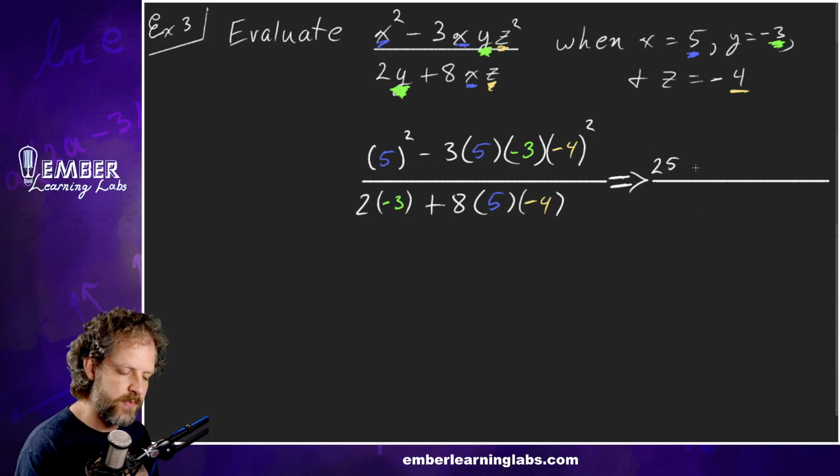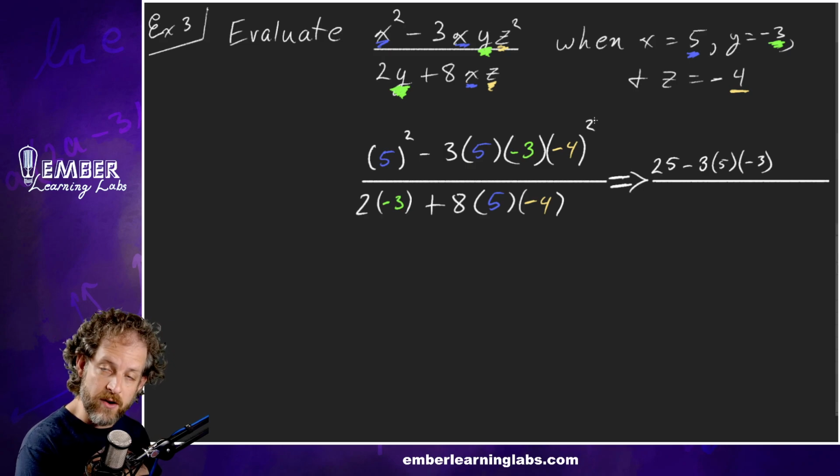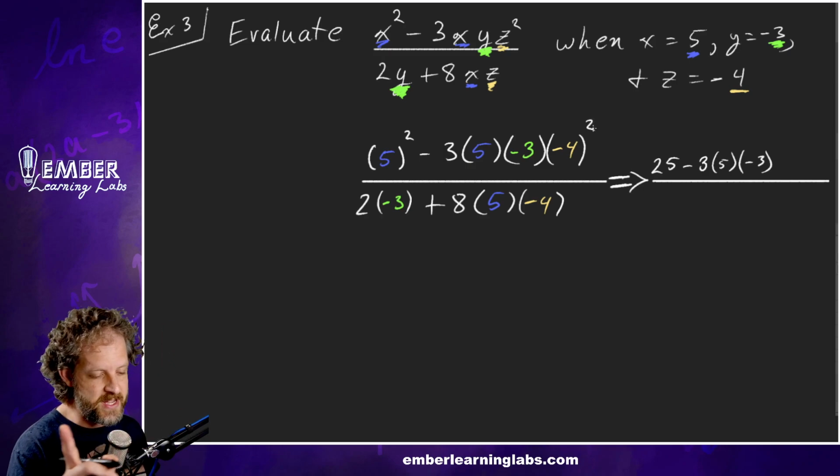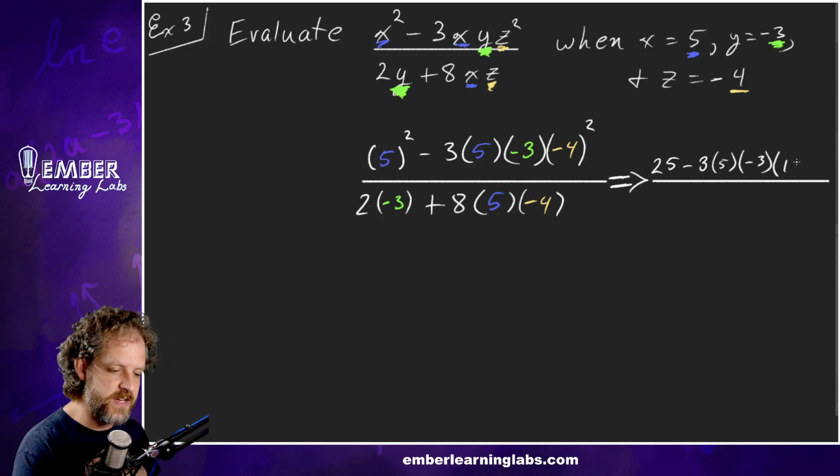So 5 squared is 25, minus 3 times 5 times negative 3 squared, and remember, negative squared is positive because a negative times a negative is positive. So negative 4 squared is positive 16.